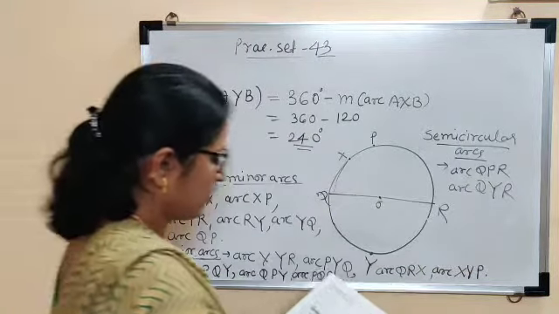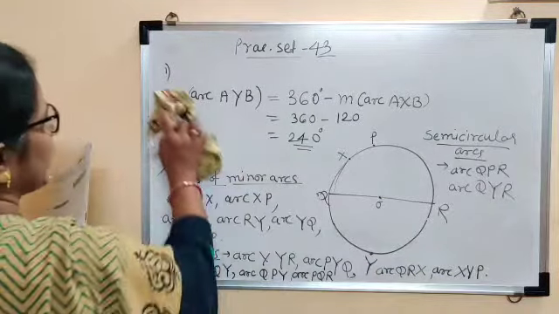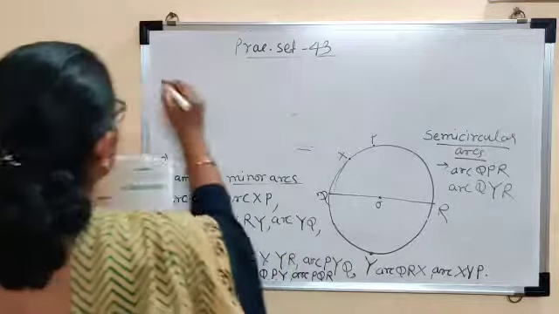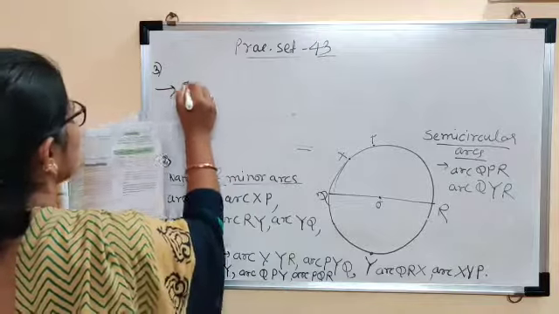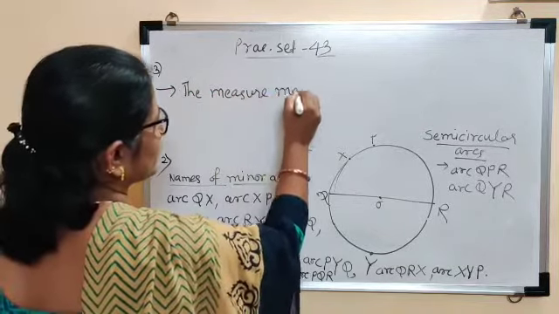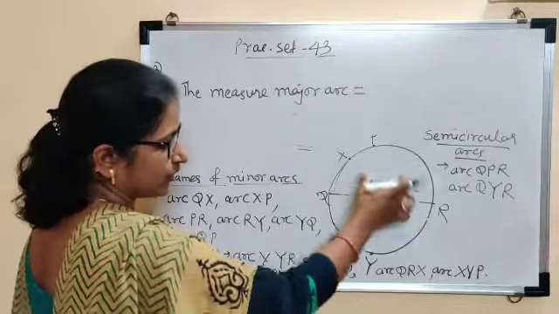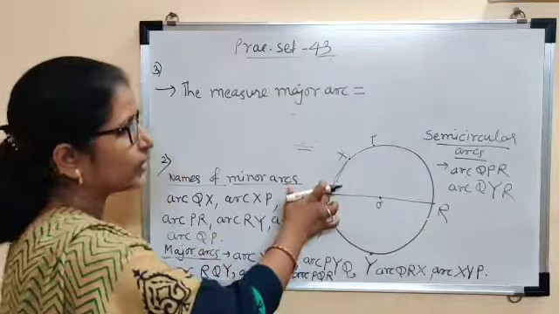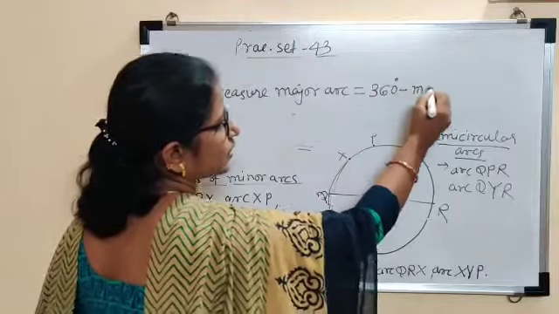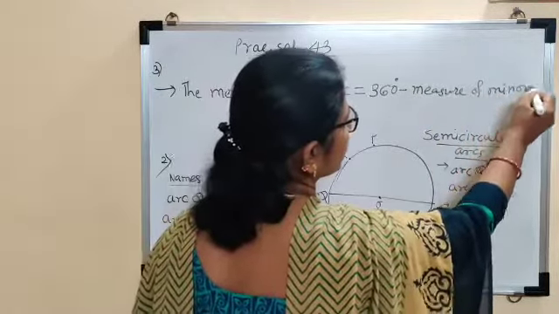The measure of the minor arc is given and we have to find out the measure of the major arc. Like this first one. Third one, we have to find out the measure of the major arc, the bigger arc's measure. Again the same thing: if one arc is given, how do we find the other? From 360 you have to subtract the measure of the minor arc, which is given to you.